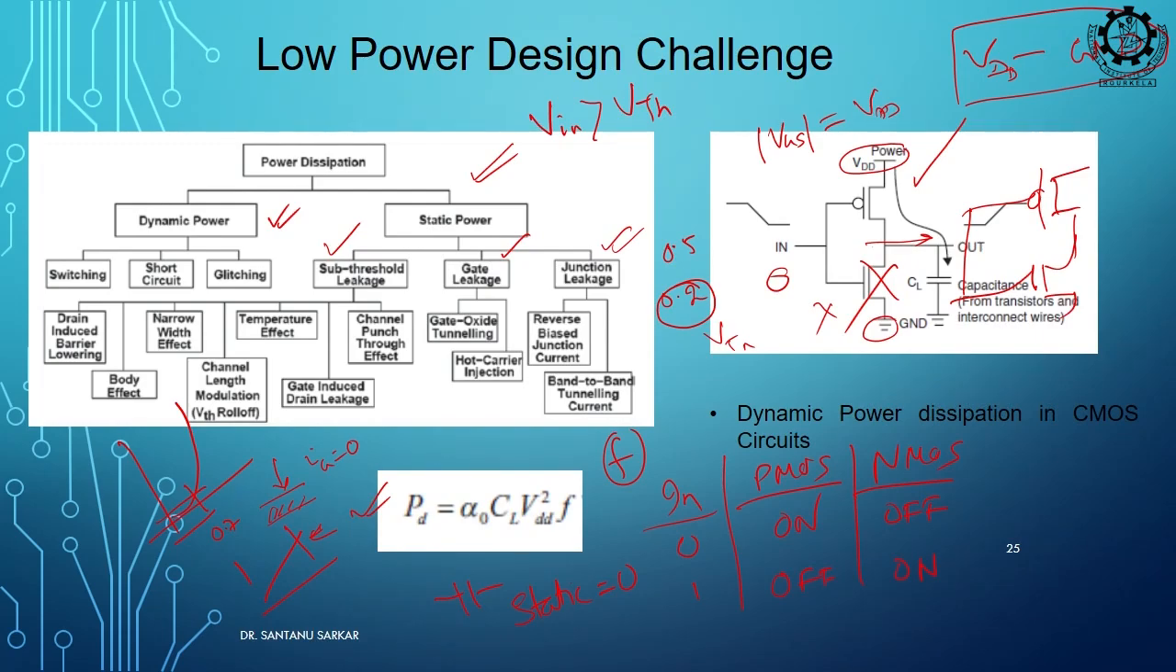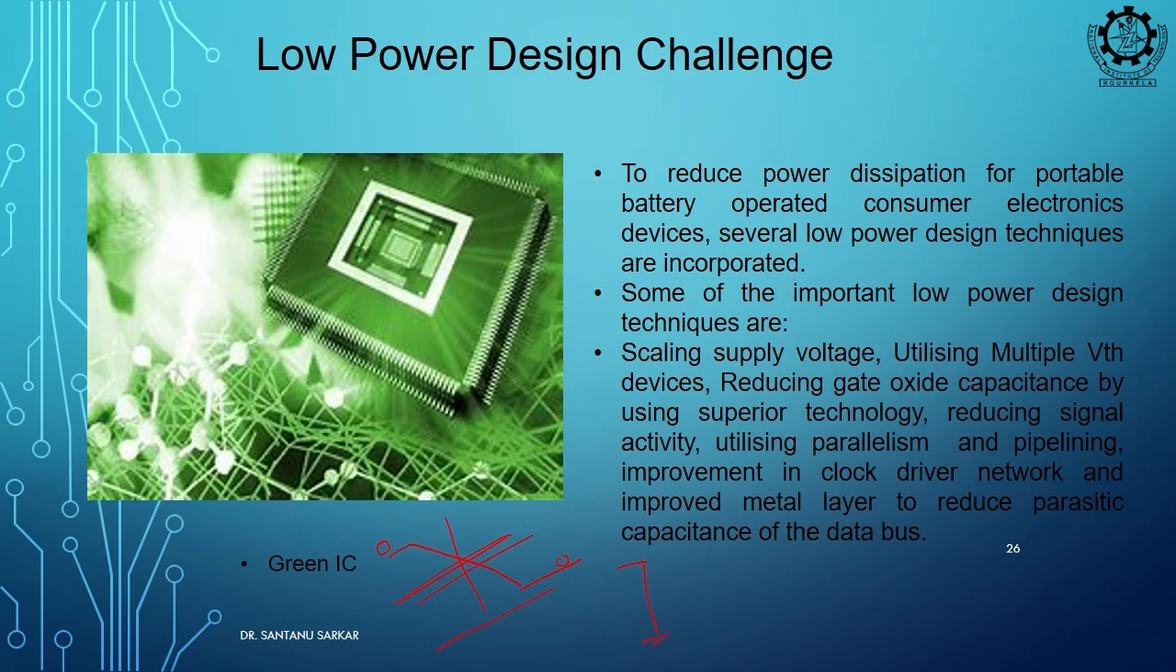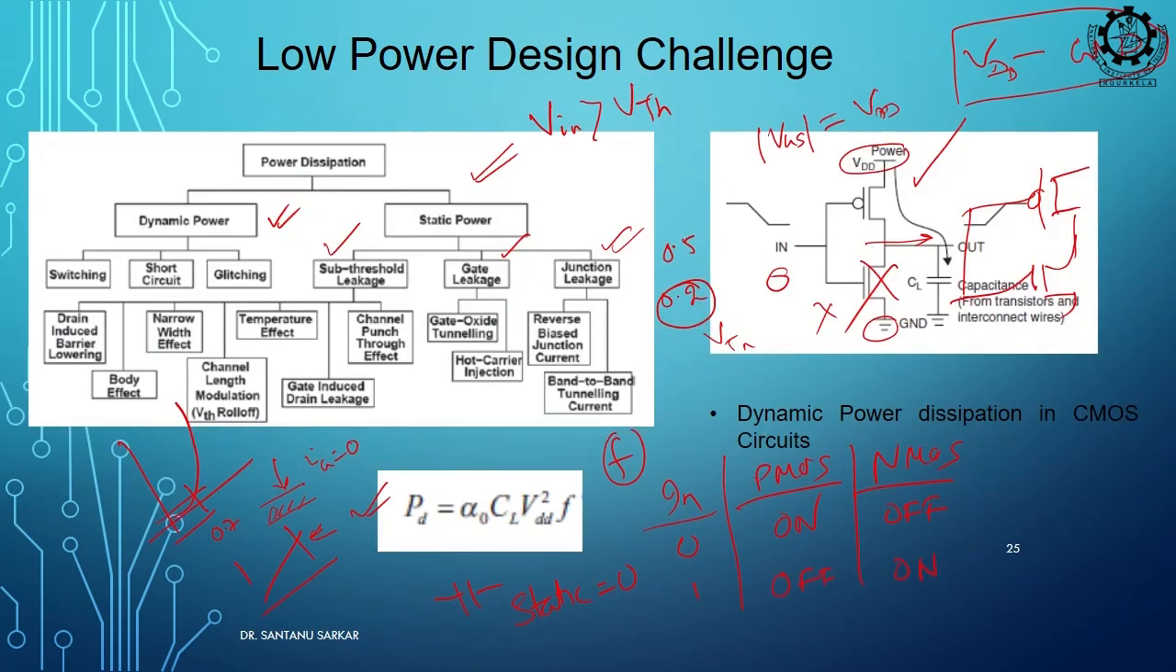Okay. What is this alpha? That is the switching probability. We generally club it with the CL and we call it effective capacitance. Okay. Rest of the terms we all know. So, if you can address all of these power losses, you are actually entering your subject, that is low power VLSI design.